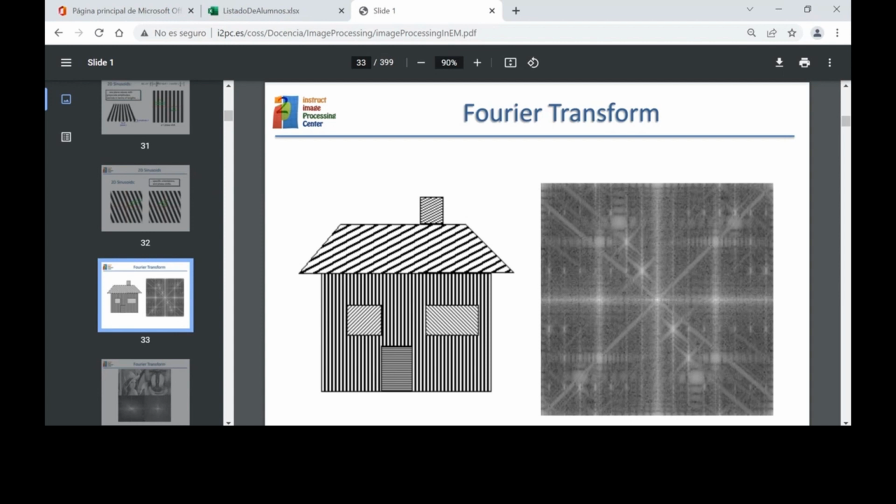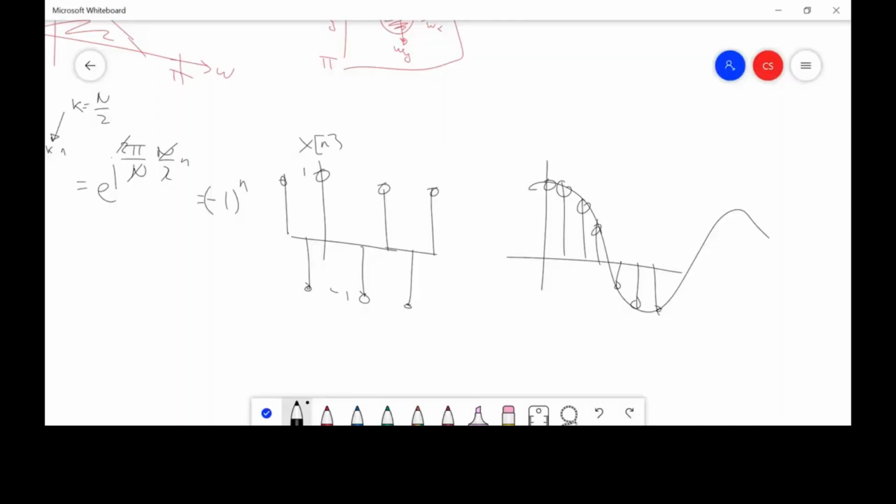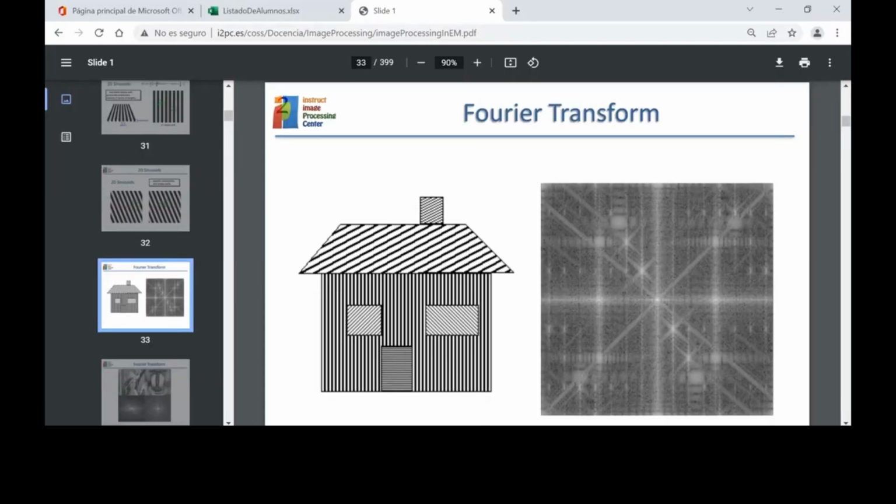Actually, in our example it was in here. The frequency of the sinusoid was pi, and the frequency of this pole is pi too. Okay, let's look for the rest of the object.